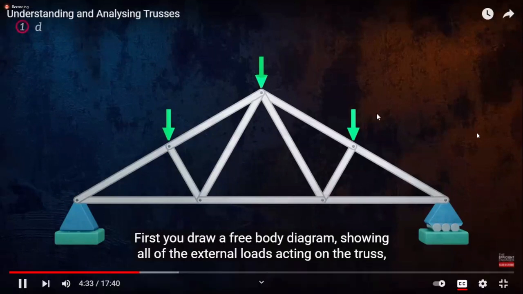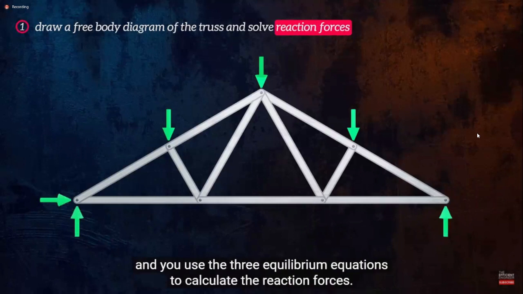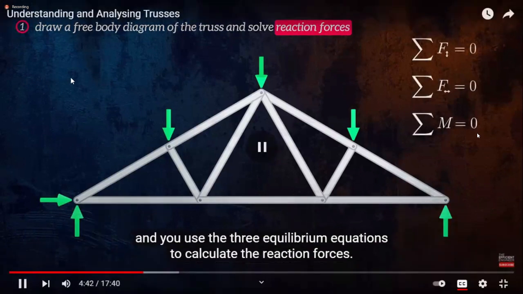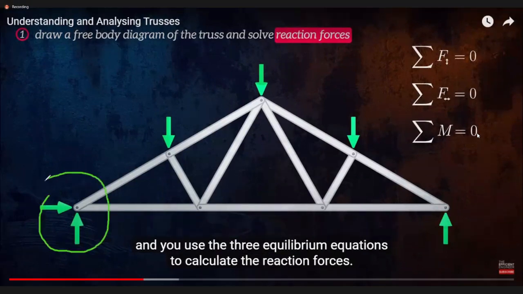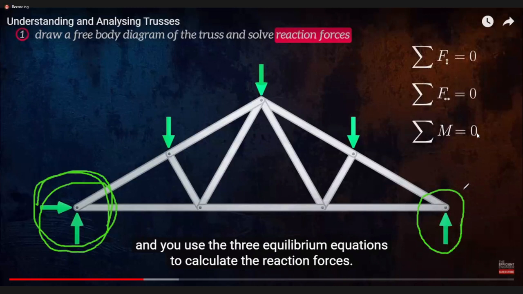First, you draw a free body diagram, showing all of the external loads acting on the truss, and you use the three equilibrium equations to calculate the reaction forces. You can see, as the free body diagram is drawn over here, we removed the support, but the forces which are given by the support are there as they are. Here, this force has come as a reaction at the support, but the support is not shown.